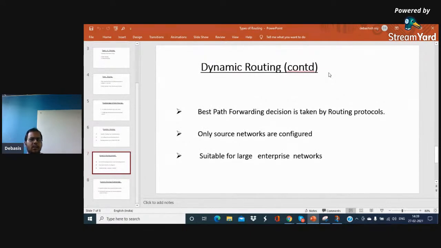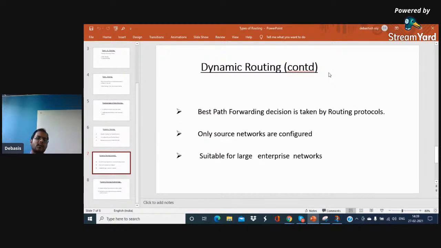The best path forwarding decision is taken by routing protocols, as I've already told you, and only source networks are configured. You have to configure only source networks, not the destination network. The destination network path is decided by the routing protocol itself, so you do not need to configure that. Also, you do not need to send the subnet mask information with the routing updates. In case of static routing, you need to send the subnet mask information because you are configuring the route manually. But in case of dynamic routing, the router itself processes the destination network according to the metrics, so we do not need to give the subnet mask information.